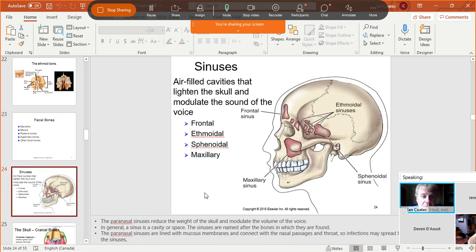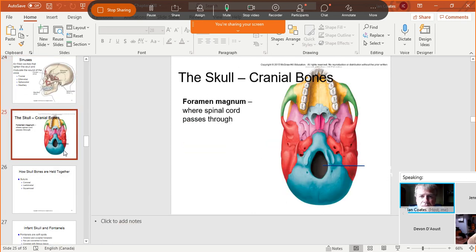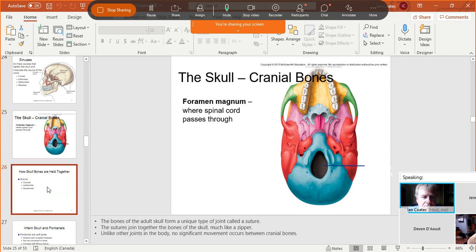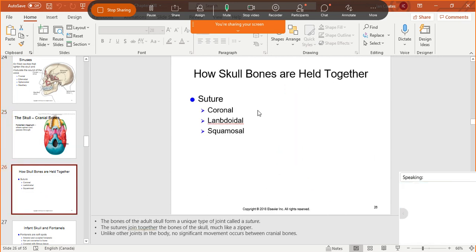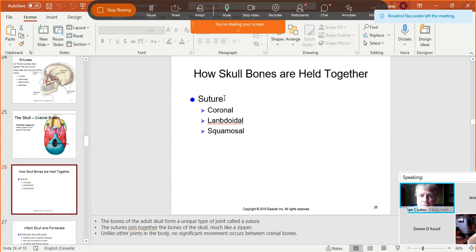Facial bones: mandible, maxilla, palatine, zygomatic bones. You know, we've gone through all these right here. Mandible, maxilla. There's your ethmoid, your sphenoid. Have a look at those there. They are what they are. Okay, foramen magnum. Good.